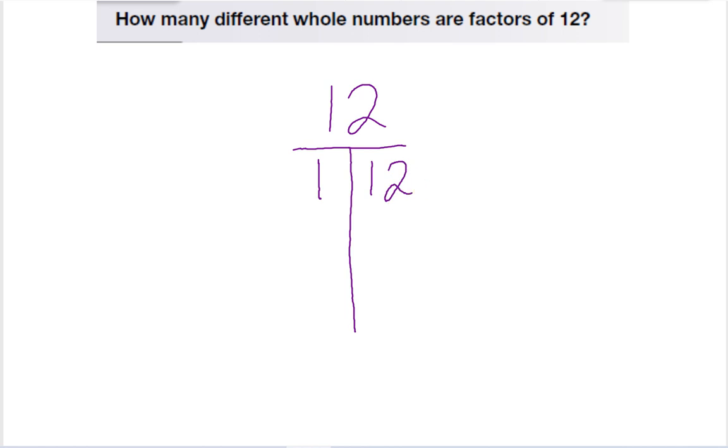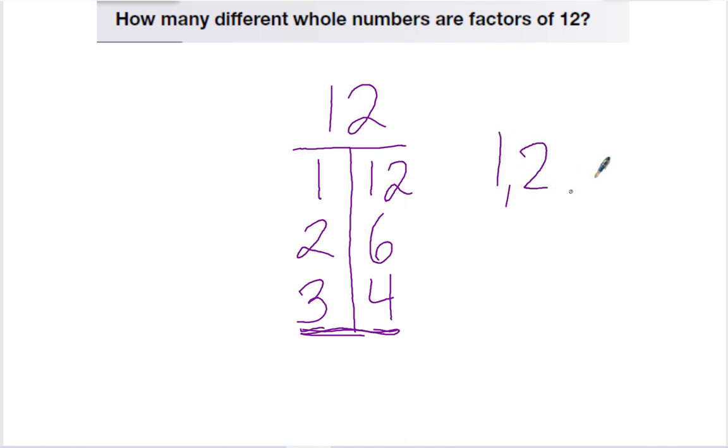Then I think, okay, does 2 go into 12? Yes, it does. 2 times 6 is 12. Does 3 go into 12? It does. 3 times 4 is 12. Since 3 and 4 are next to each other on the number line, I know there cannot be any other factors of 12, because there are no other whole numbers between 3 and 4. So the factors of 12 are 1, 2, 3, 4, 6, and 12.